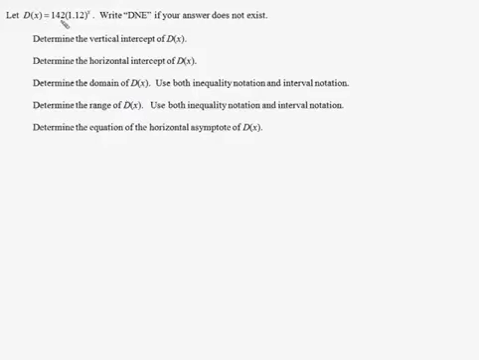Here's a question where they give us an exponential equation and they ask for many features of the graph. What is the vertical intercept? What is the horizontal intercept? What's the domain, the range, and try not to confuse the difference between the horizontal intercept and the horizontal asymptote.